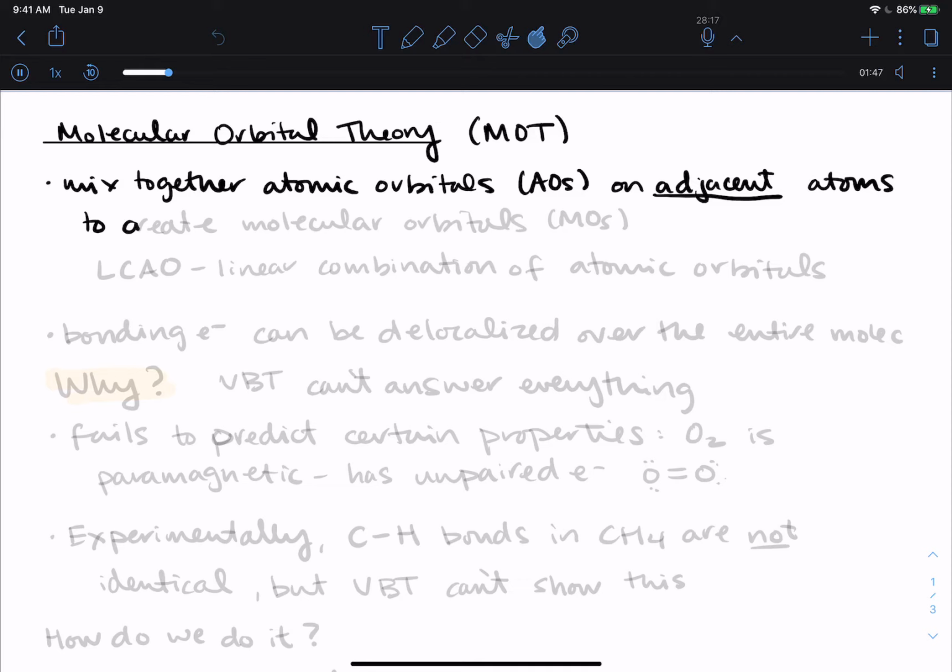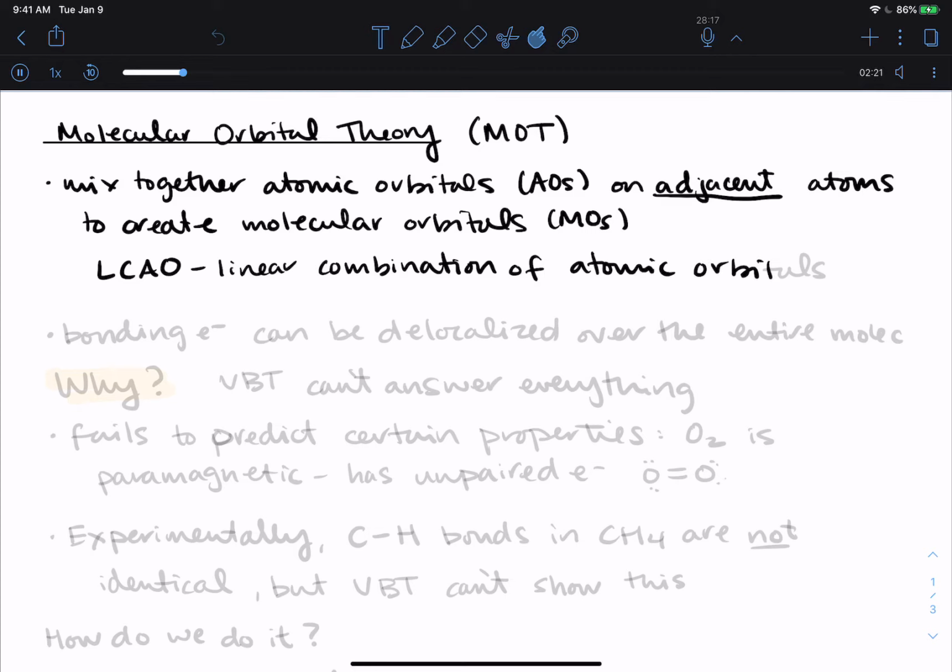to create molecular orbitals, which we abbreviate MOs. What we're doing is officially called LCAO, which is linear combination of atomic orbitals, and like it sounds, these molecular orbitals cover and can cover the entire molecule. So this lets us set up some pictures showing how bonding electrons can be delocalized over an entire molecule.